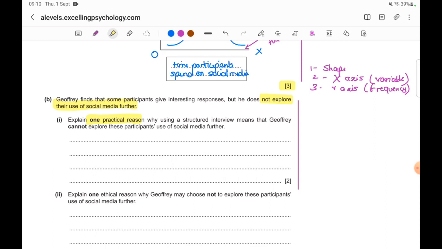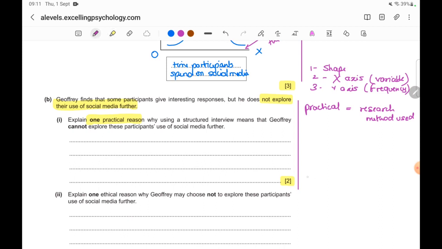Now, what they've started doing in the paper is clearly demarcating between practical and ethical reasons, because somehow students have this tendency of discussing ethical issues primarily everywhere. I don't know why. So, whenever they say practical reason, they mean in relation to the research method used. Okay, research method uses what? Structured interview. So keeping that in mind, we need to answer this type of question. We have to give a practical reason why Jeffrey could not explore those interesting answers further.